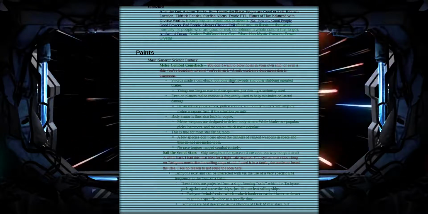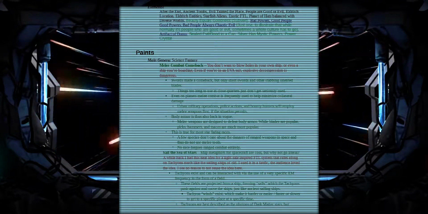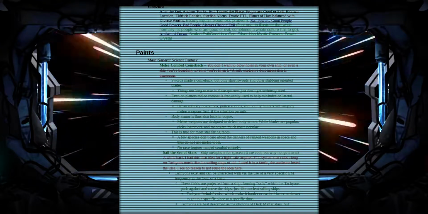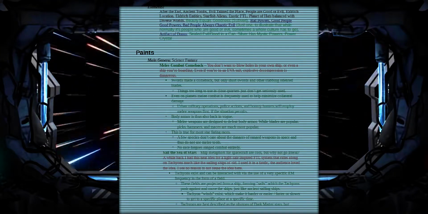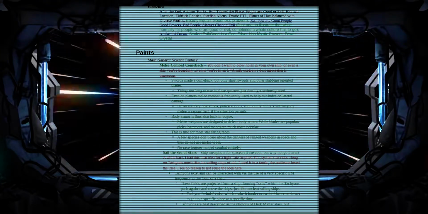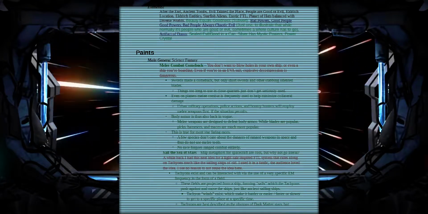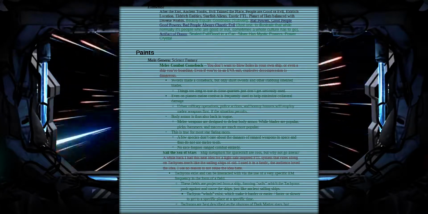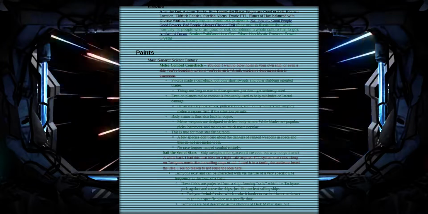So, first off the bat, melee combat comeback. You don't want to blow holes in your own spaceship, or even a ship you're boarding. Even if you're in an EVA suit, explosive decompressions are dangerous, and you'll want to avoid that. So swords have made a comeback, but only short swords and other stabbing-oriented blades. Things too long to use in close quarters, that you can't really swing inside without cutting a gash in a ceiling, they're just not going to use those.